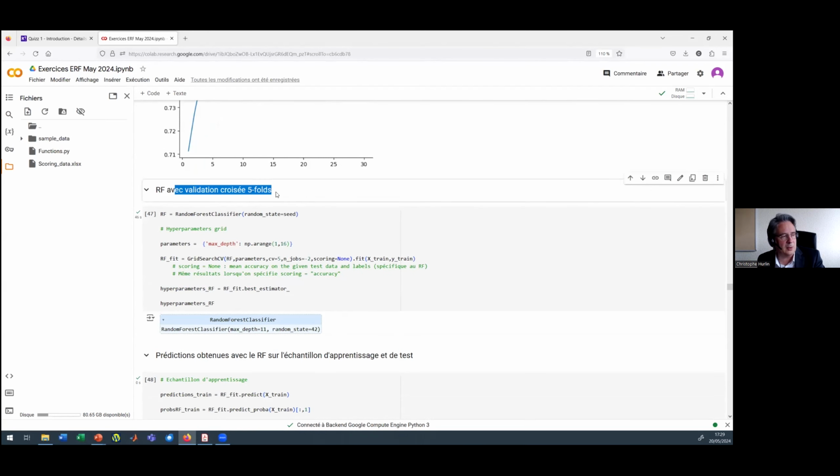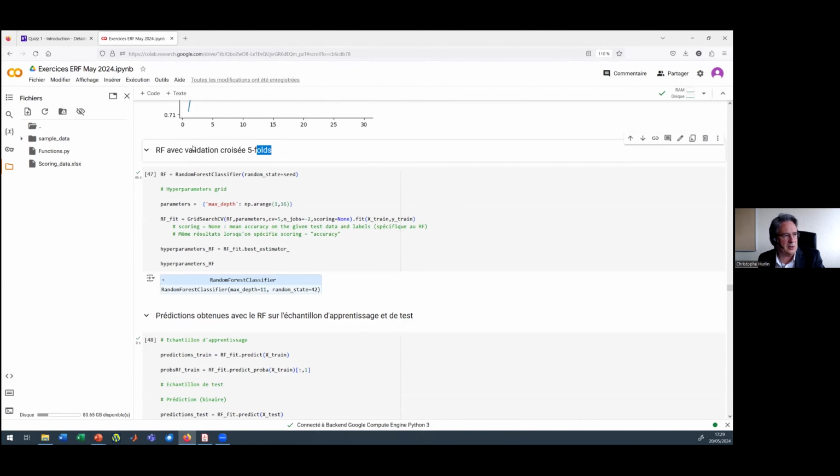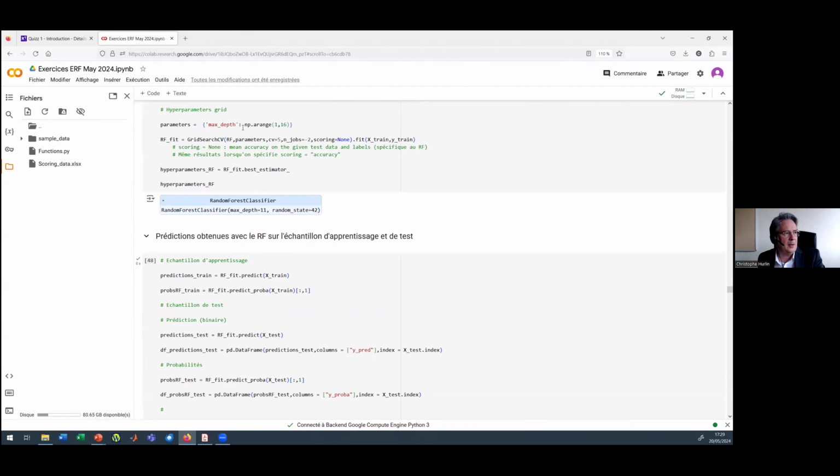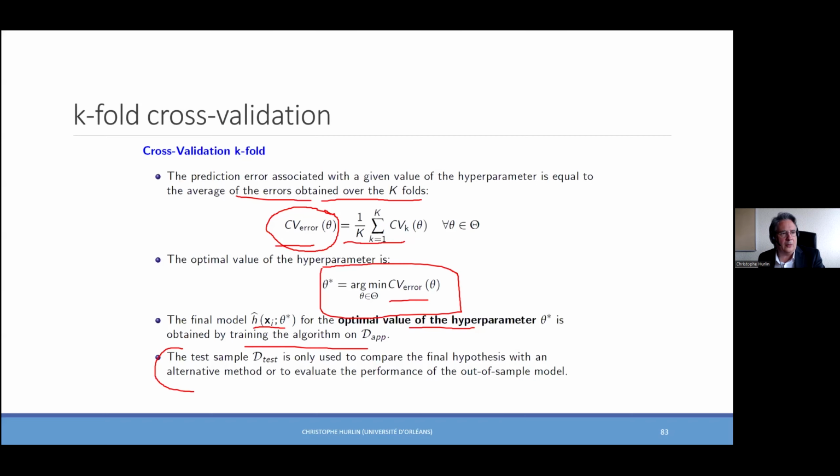Sorry, it is in French. I will change the terminology this evening, but this is a K-fold with 5 folds.